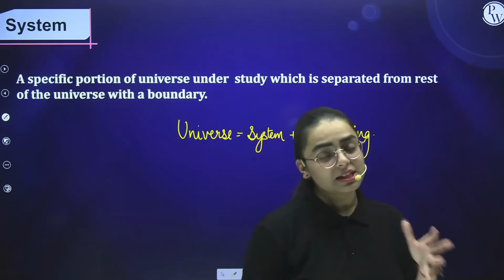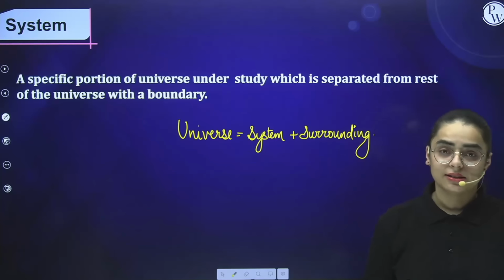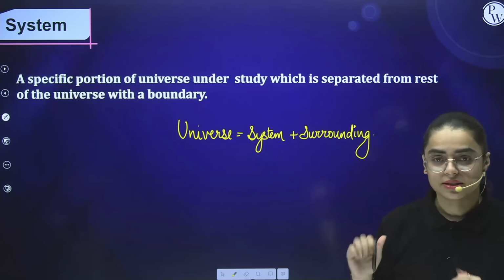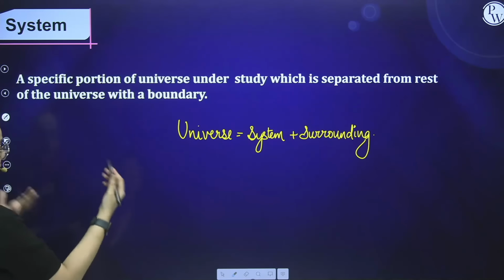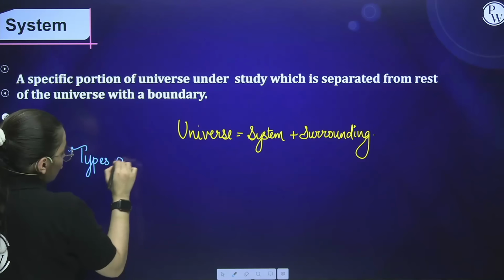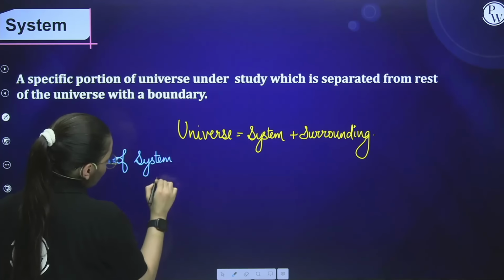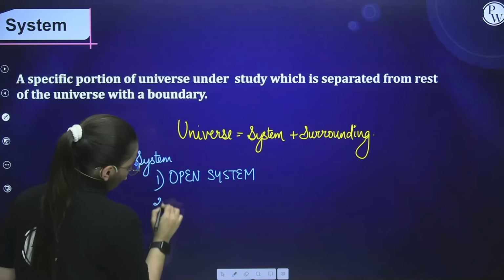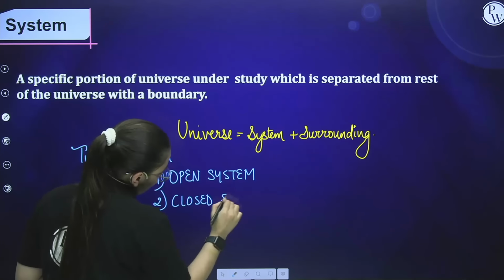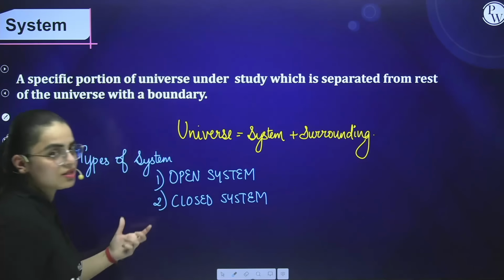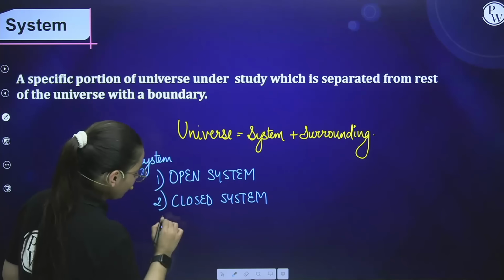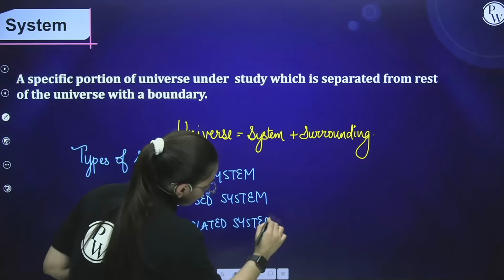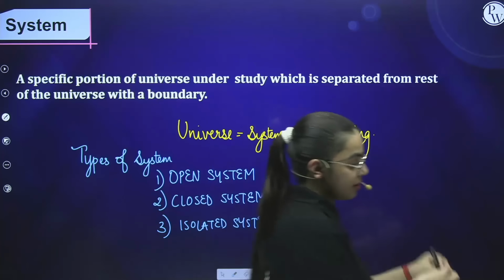Now, if I talk about system in detail, basically system can be further classified into three categories. One is open system, second one is closed system, and third one is isolated system, right? So now we are going to write the types of system over here. Types of system: it can be open system. The next one is closed system, students. And the third one which I'm talking about is isolated system.